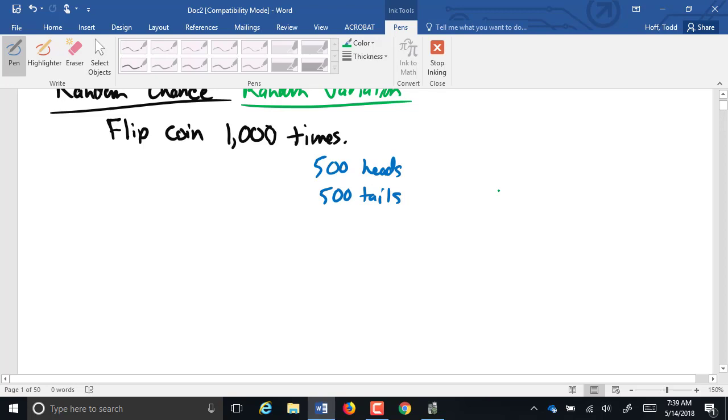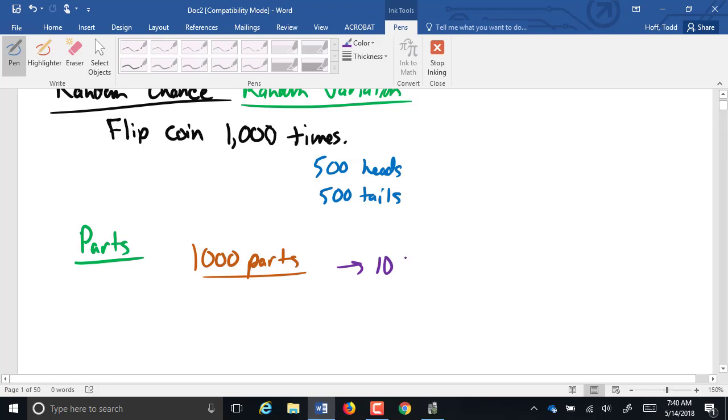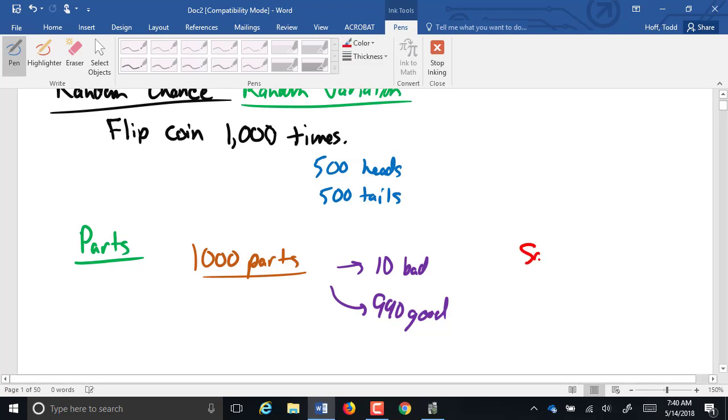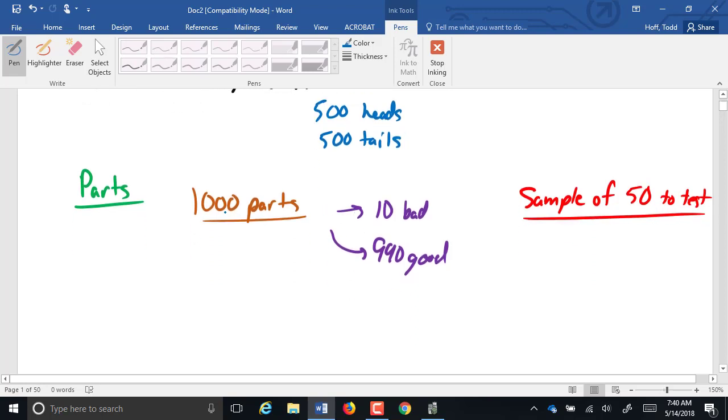Because of that, let's say you have a population of parts. You have 1,000 parts. Out of those 1,000 parts, 10 are bad, 10 are unacceptable, and 990 are good. Let's say you are going to take a sample of 50 to test. 50 is about 1 out of every 20. What we're seeing here is that 1% are bad, right? Those 10 that are bad, that's 1%. 99% are good.